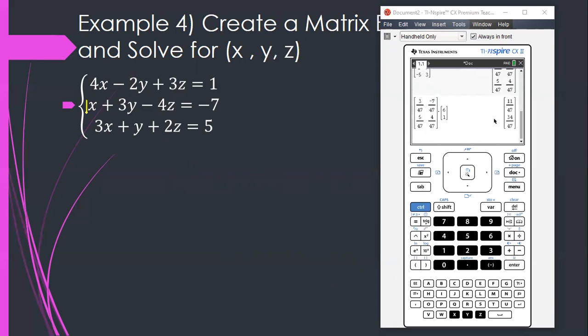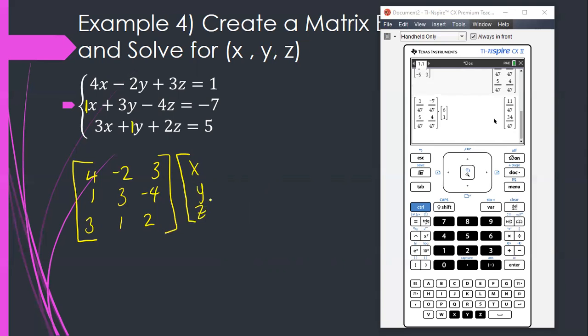So our coefficients are 4, -2, 3, 1, 3, -4, 3, 1, and 2. Agree? What are our variables? X, Y, Z. That's what we're trying to find. And our constants are 1, -7, 5. I'm going to do this solely in the calculator.